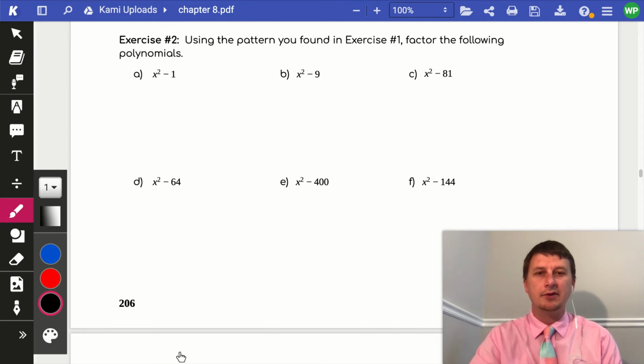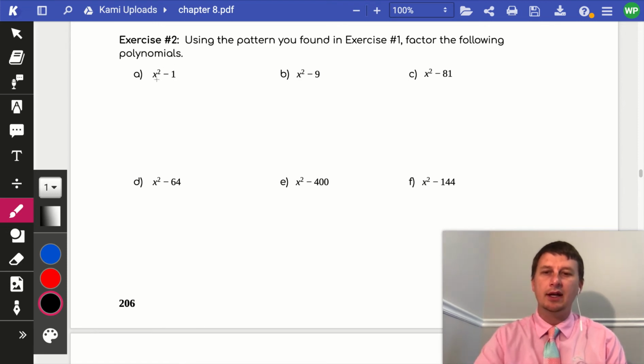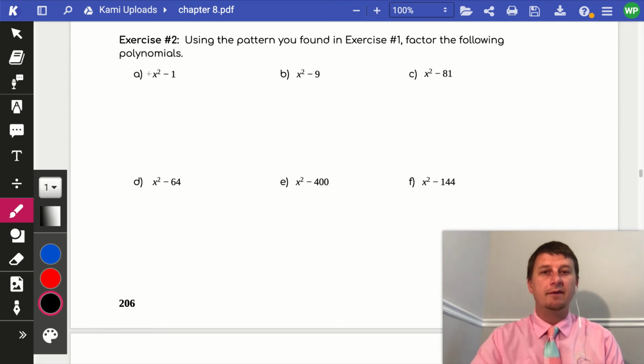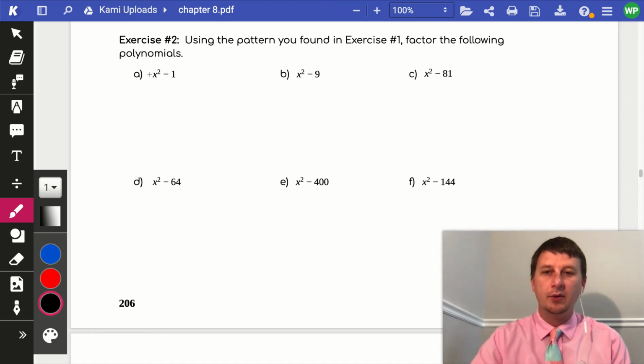see what we're factoring. Is it a difference of two perfect squares? So ask yourself, is x squared a perfect square? The answer is yes, because x times x is x squared. And is 1 a perfect square? And the answer is yes again, because 1 times 1 is 1. Now finally, is this a difference? And difference means to subtract. So are we subtracting? And the answer is yes again. So we do have a difference of two perfect squares.